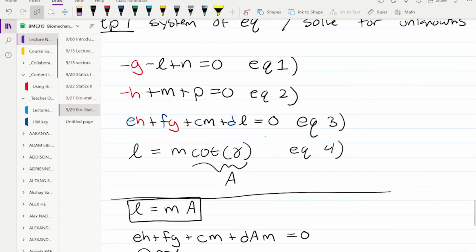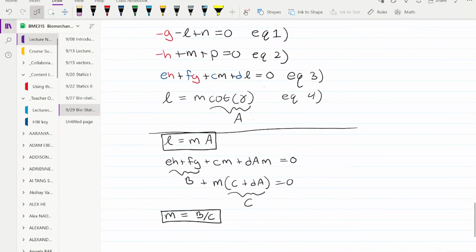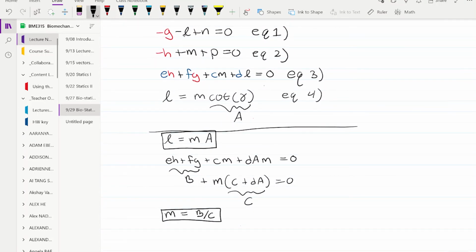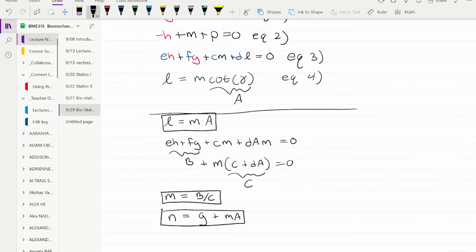Okay, so plug that stuff into these. We got L and M. These are now knowns. Now let's solve for N. N equals G plus L is M A. And now I'll solve for P. We got P is equal to H plus M.